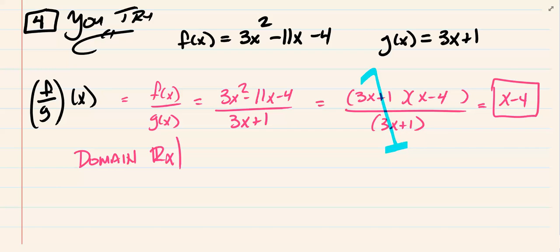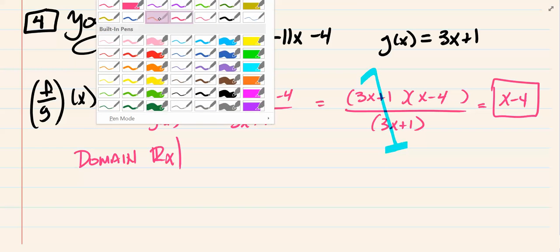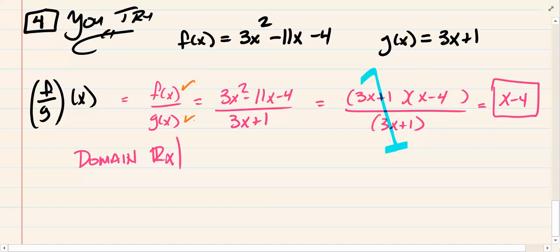So this is the logic, right? We have f of x over g of x, so I take f of x divided by g of x. Then I factor the numerator, and I got 3x plus 1 times x minus 4 over 3x plus 1. Notice that the 3x plus 1s make a 1, so they divide out to a value of 1. And that gives me x minus 4 for the answer.